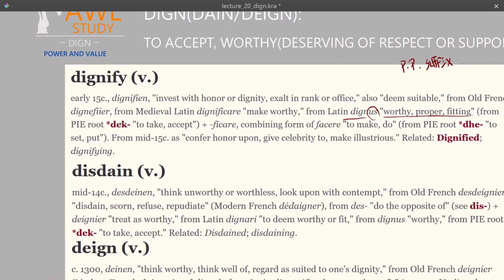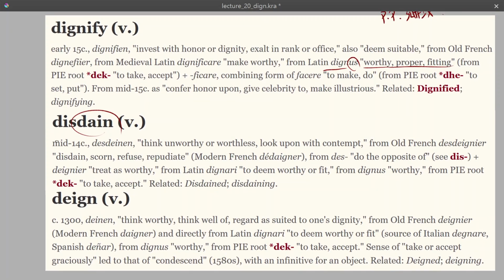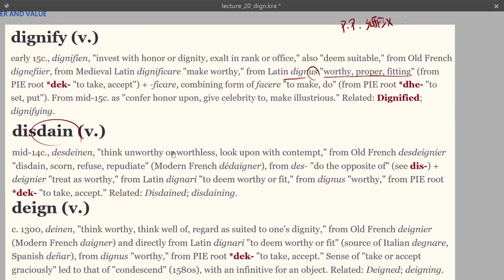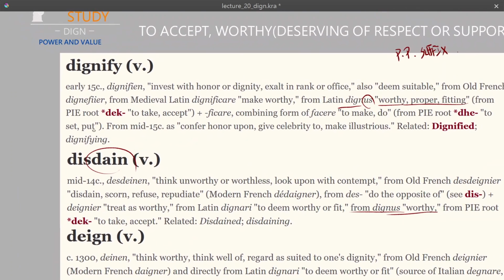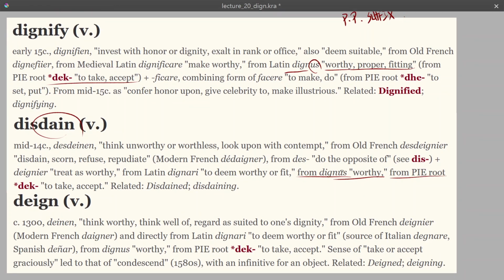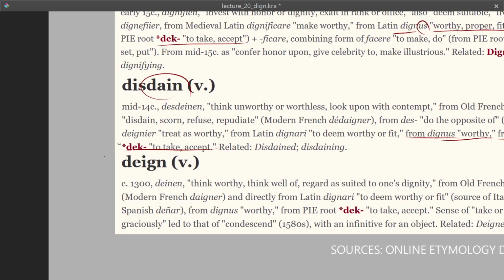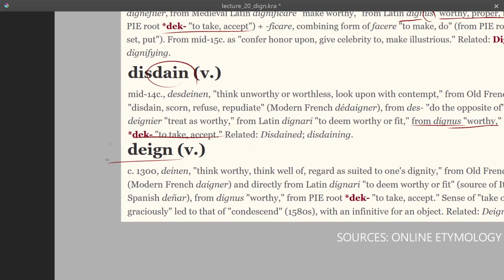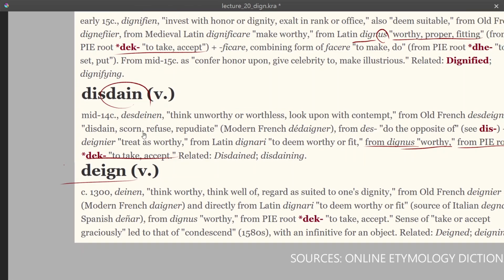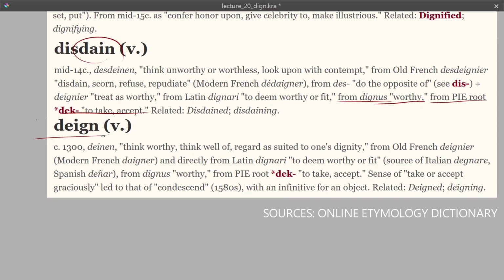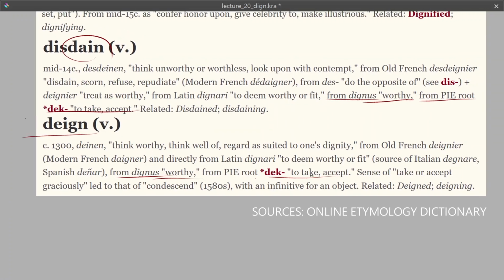And we have a variant of DIGN. It derives from the same Latin word, dignus, meaning worthy. It also derives from the same PIE root, dek, meaning to take or accept. And we have another variant of DIGN, which is an independent use of the root DIGN in this case. It also derives from the PIE root dek and the Latin word dignus, meaning worthy, to take or accept.